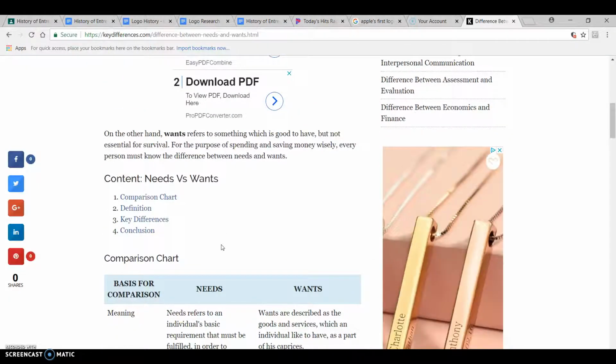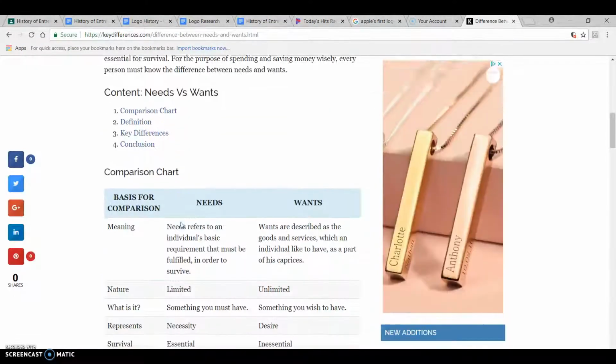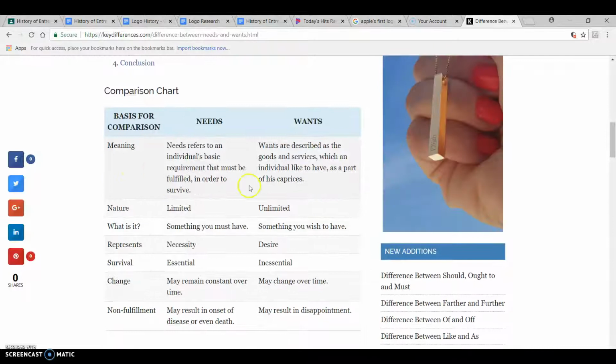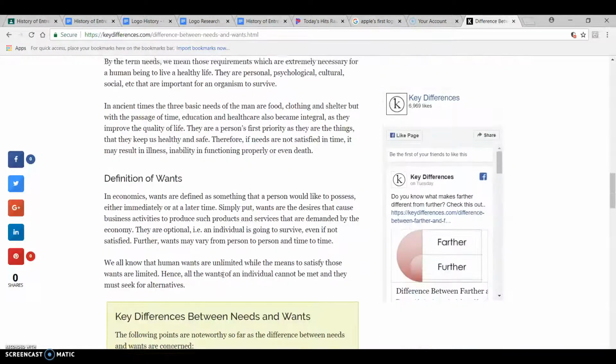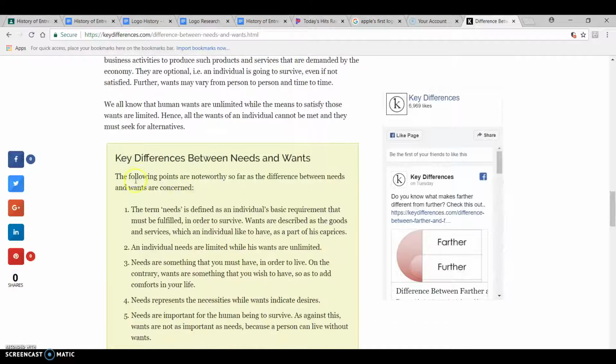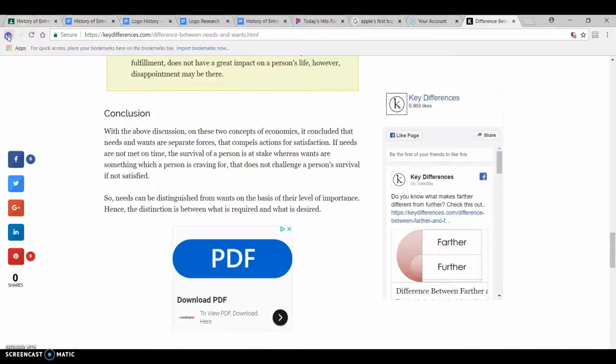Okay, so it looks like this has a lot of great information for you guys. There's a comparison chart, some definitions, differences. Okay, so right here's the comparison chart. So it kind of goes through and it compares the definitions. Okay, definition of both the words. There's a list of differences, and then it gives you conclusions. So that's a great resource right there.